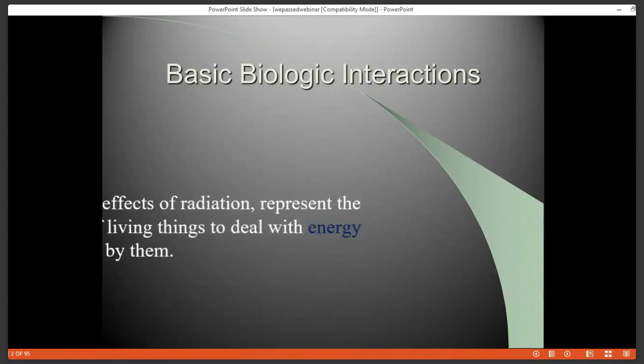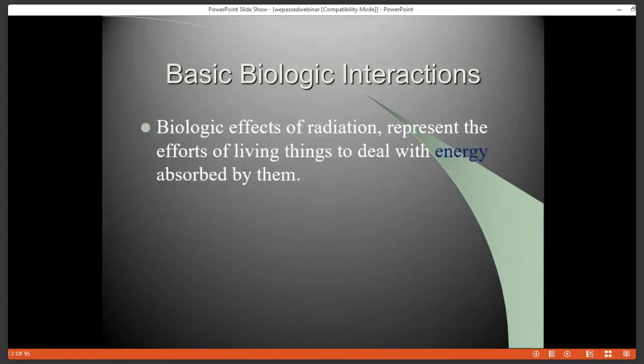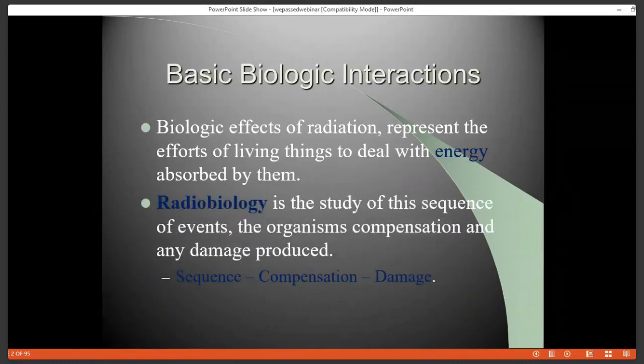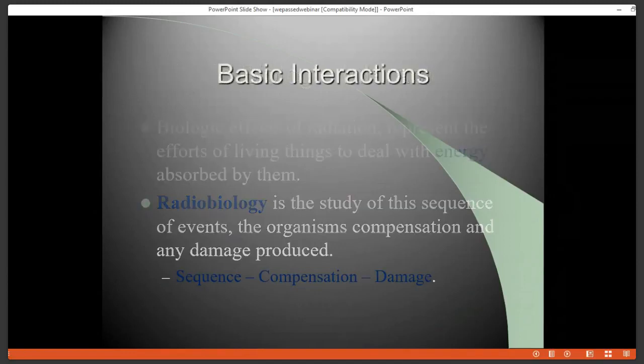The best place to start is really with the basics of biological interactions. As we all know here, we're dealing with the transfer of energy from our radiation beams to living cells. The effects that we'll talk about biologically have to do with how cells, tissues, and organs respond to that energy transfer. Radiobiology is the study of the sequence of events that we see as energy is transferred to these cells: do the cells compensate, and if not, what type of damage might be seen over time.